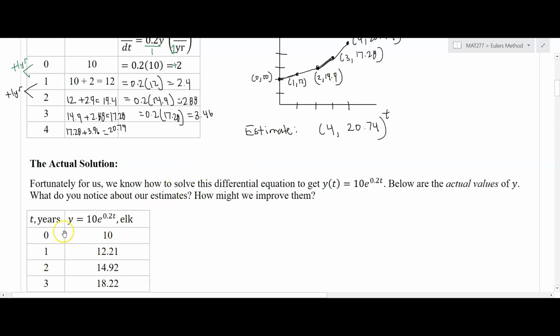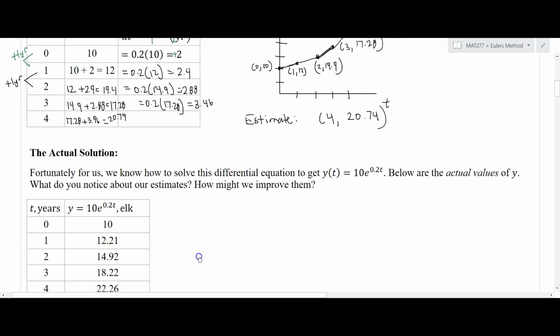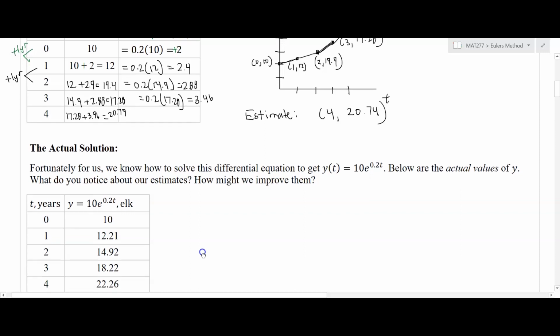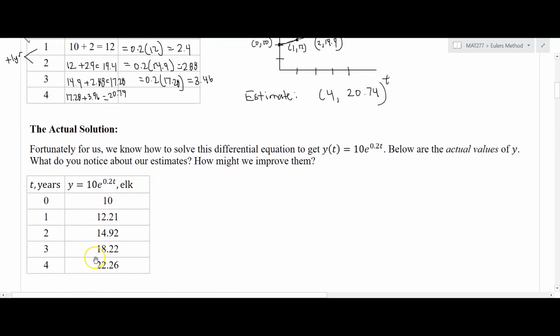So at time 2, we estimated 14.4. The actual value is 14.92. So notice that not only do we still have error, but the error just got bigger, because we were off by 0.21 at time 1, but at time 2 we're off by 0.52. And at time 3 we estimated 17.28, but the actual answer was 18.22. So we were off by about 0.94 elk. And then by time 4 you can see we're approaching about 1.5 elk off. So we underestimated all the way up until time 4 compared to the actual solution.